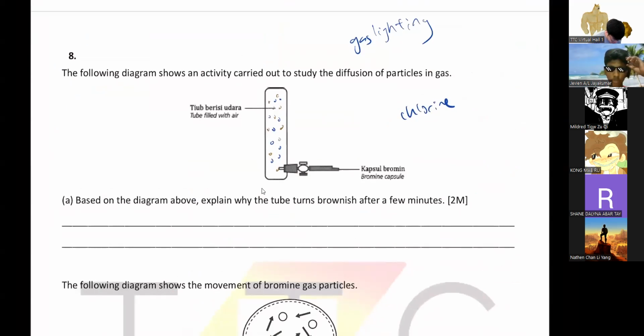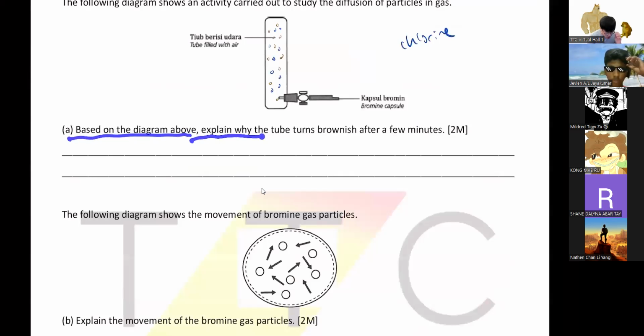All right, so what are they going to ask here? Based on the diagram above, explain why the tube turns brownish after a few minutes.